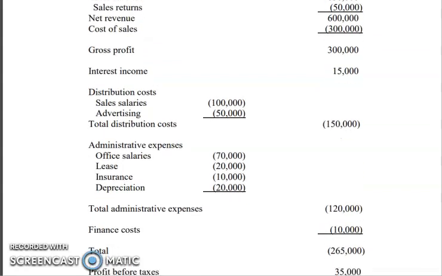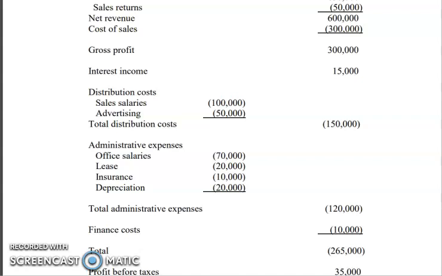And then we look at distribution costs, which we could also call sales and marketing costs, or the sales and marketing department. And the distribution costs are our sales salary and our advertising expense, for total distribution costs of 150,000. Then we have our administration expenses, office salaries, lease, insurance, and depreciation.